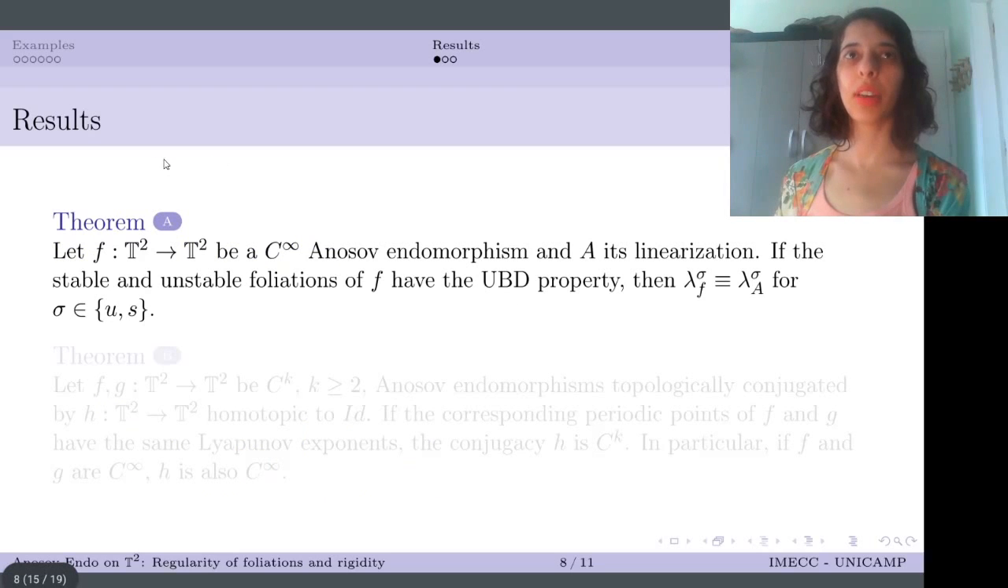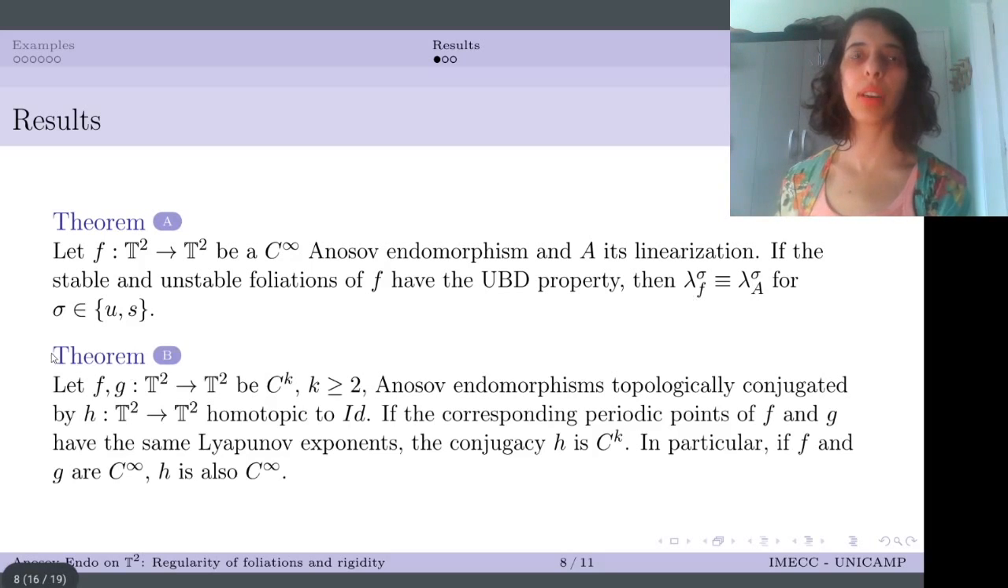So our results are the following. If the stable and unstable foliations have this regularity condition, this UBD property, then the Lyapunov exponents of F and A are the same. In particular, the Lyapunov exponents of F are constant.